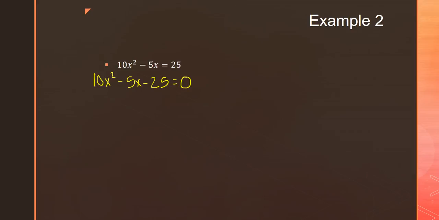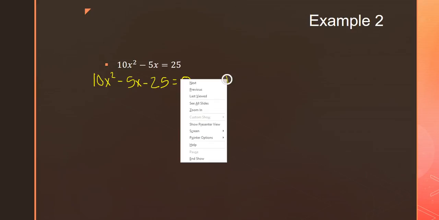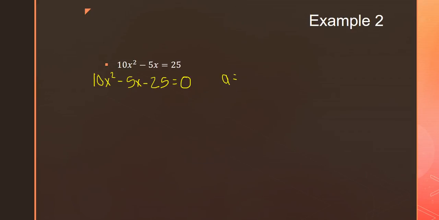Now, if you notice, there's a common factor of 5, so you could divide everything by 5, but that's not necessary in the quadratic formula, so I'm going to leave it. So I need to identify my a, b, and c. So a is 10, because that's in front of x squared. B is negative 5, since that's in front of the x. And c is our constant of negative 25.